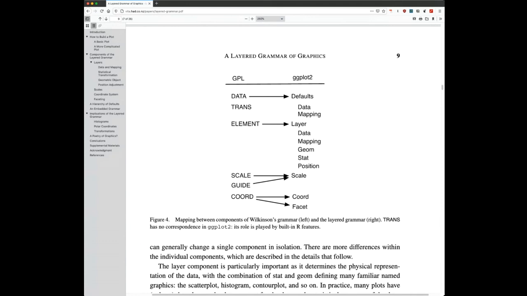So in ggplot, when you set up your initial specification of the plot, you should recognize that the first part of it, the part that says ggplot2 with defaults, that is the standard ggplot call.